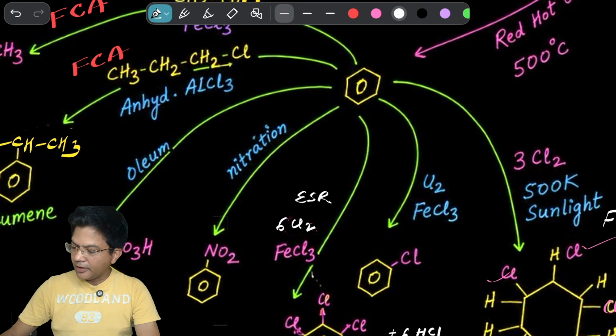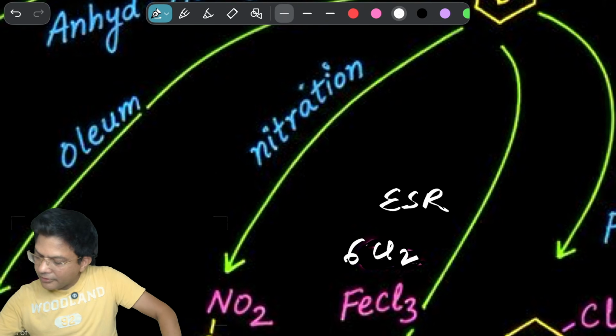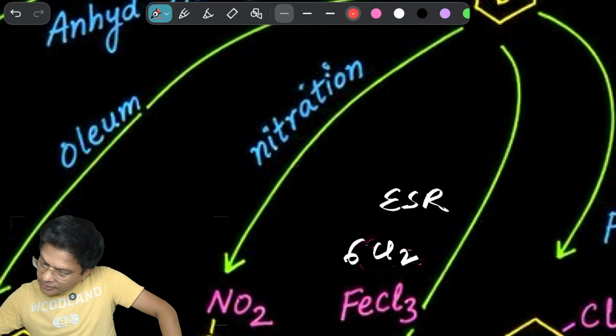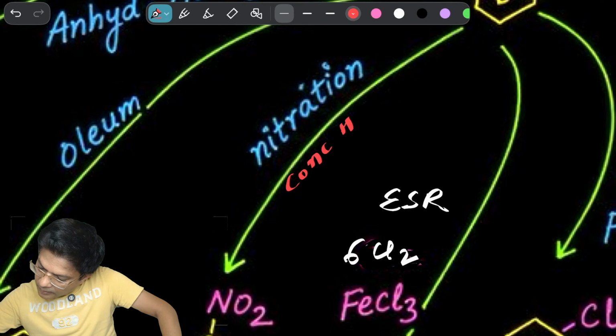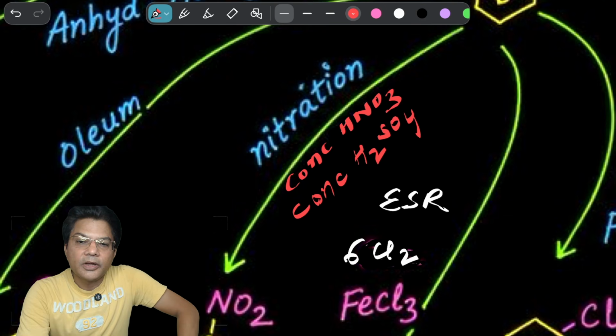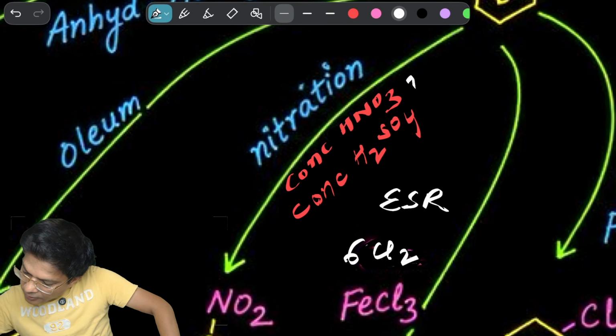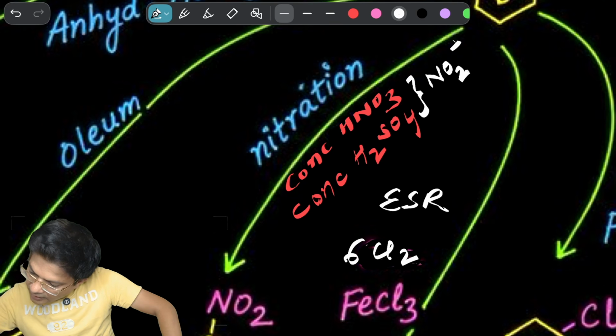Now it's the time for nitration. If you see written there, nitration. How will you carry out nitration, my dear students? For doing nitration, use concentrated HNO3 and concentrated H2SO4. This is known as nitrating mixture. Concentrated HNO3 and concentrated H2SO4, both together they will produce nitronium ion NO2 plus. This is the actual attacking agent.